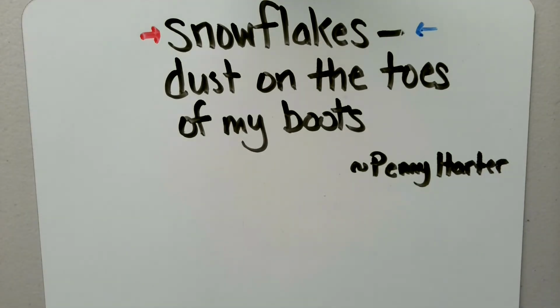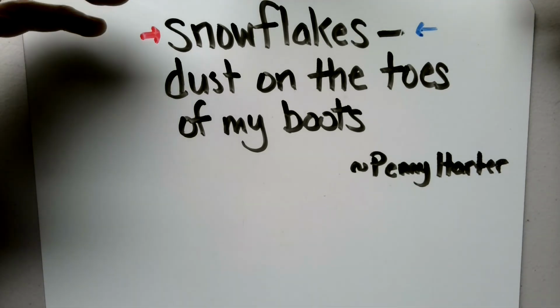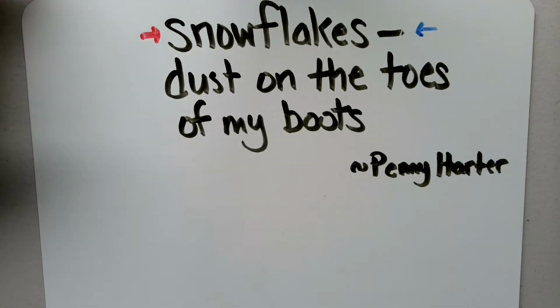And that koreji does help us to know what's being compared. On the one side of the koreji is snowflakes, and on the other side of the koreji is dust on the toes of my boots. So we're meant to compare those two things. So let's do that. The fourth and final lesson from last week was on the comparison and making meaning from comparing two things in a haiku. So what would you compare in this haiku?